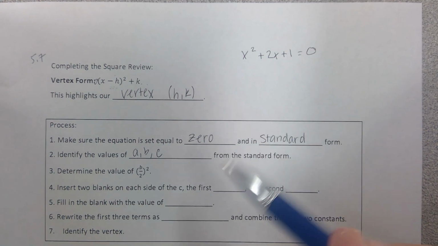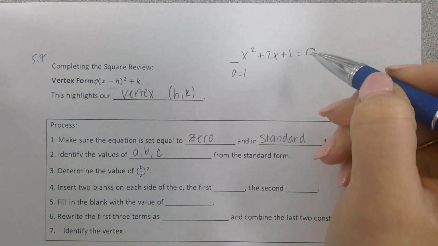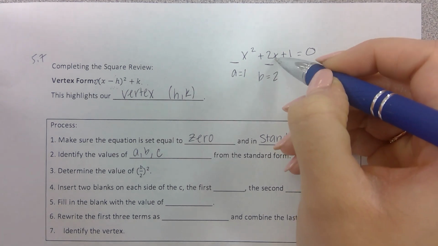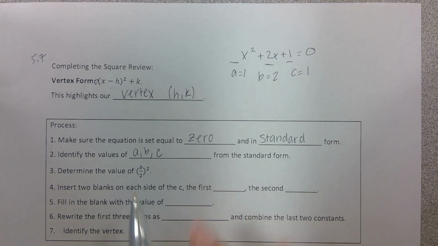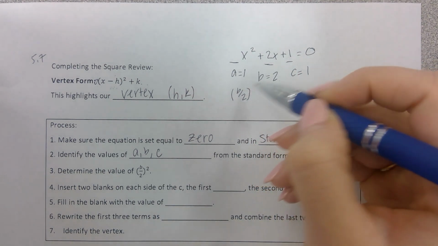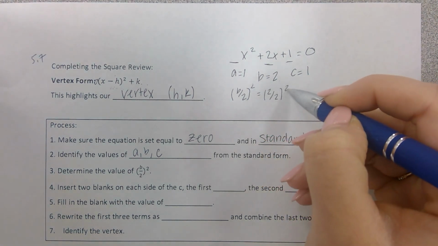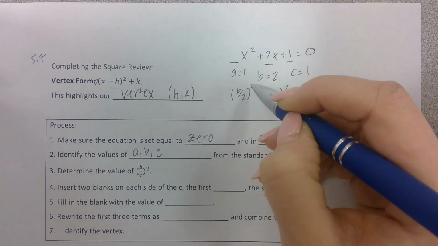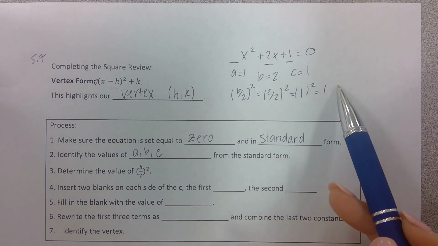So if we looked up here, our a is 1. It's going to be the coefficient right here. If there's nothing, we can say it's a 1. Our b is going to be 2 next to the x. Our c is 1. So when we look at the value of b over 2 squared, we're going to take our b value and put it in. So it's going to be 2 over 2 squared, which gives me 1 squared, which is 1. So we found our value of b over 2 squared here is 1.